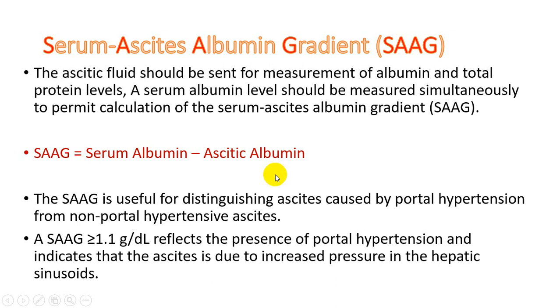After gross appearance, we need to do some lab investigation for analysis of which type of fluid we're dealing with, all this to reach the underlying diagnosis. The most important part is protein assessment of the ascitic fluid. So we will send the patient for ascitic fluid albumin and ascitic fluid total protein, in addition to serum albumin.